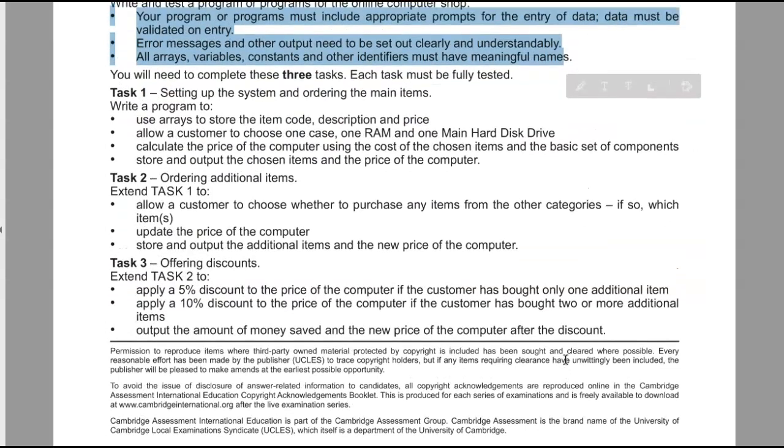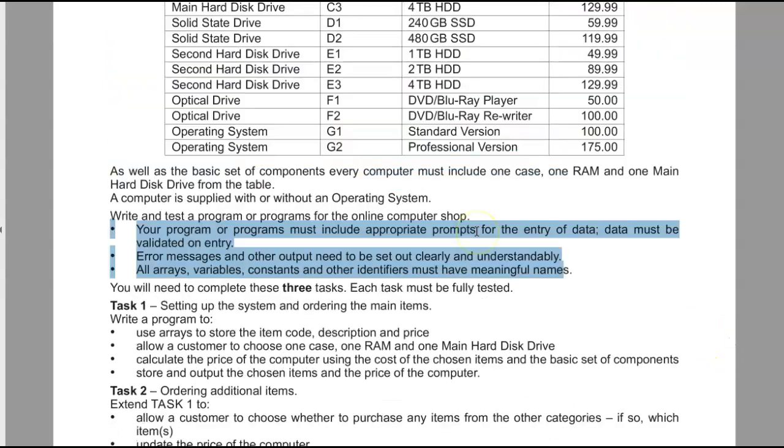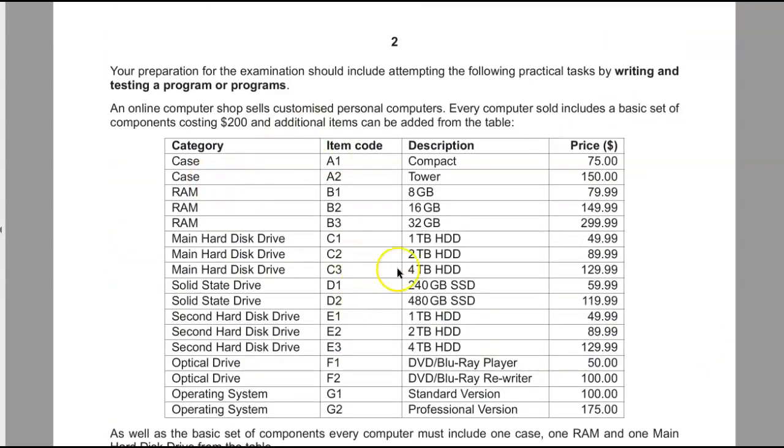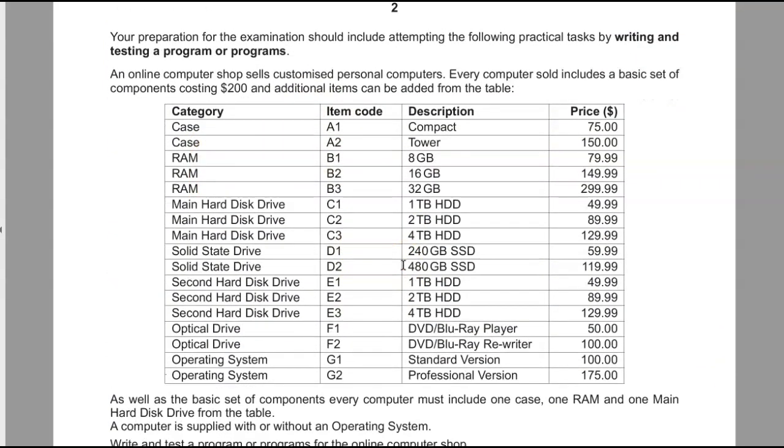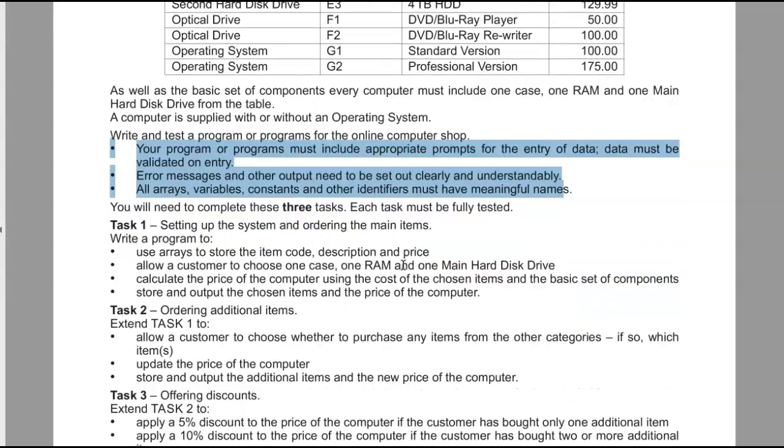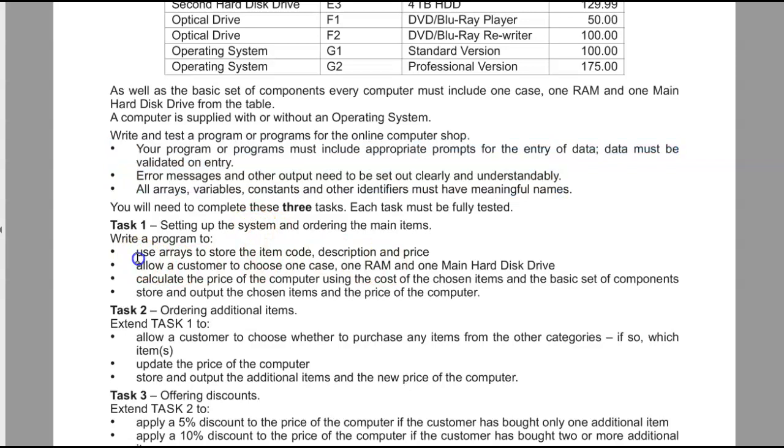We've got to make sure we've got error messages handled and we're entering data. So the first task is setting up the system. We're going to use arrays to store the item code, description, and price of all these things. And this is basically exactly the same as the previous pre-release of the exam that got cancelled because of COVID-19. So we're going to need to set up some arrays.